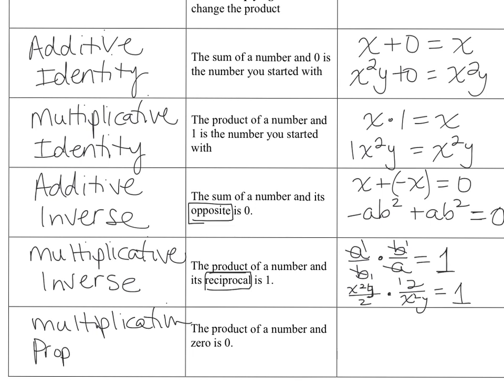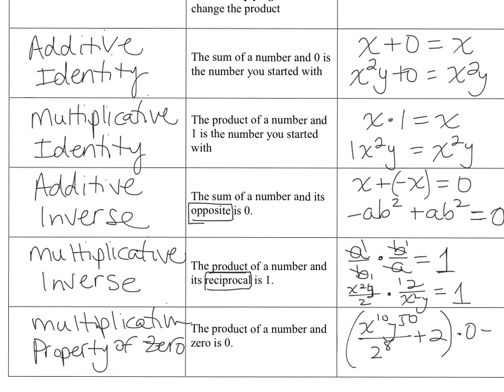And that one you've known forever, but maybe you didn't know it had a name. Whenever you multiply by 0, the result will always be 0. It doesn't matter what I have. Let's say I have x to the 10th, y to the 50th, divided by z to the 8th, plus 2, and I put the whole thing in parentheses and say times 0. Well, the result is going to be 0. It doesn't matter what's inside those parentheses, because anything times 0 is 0.